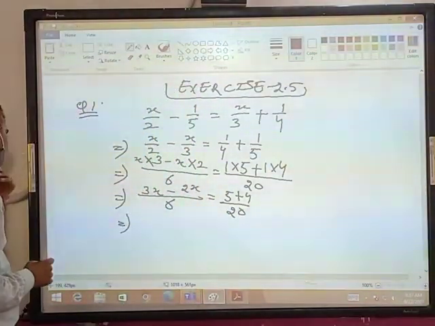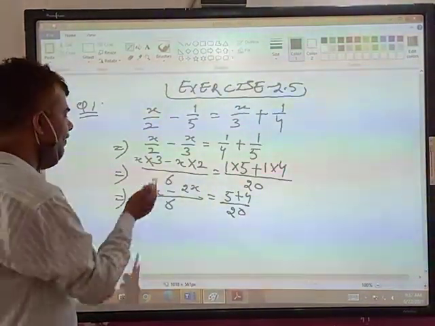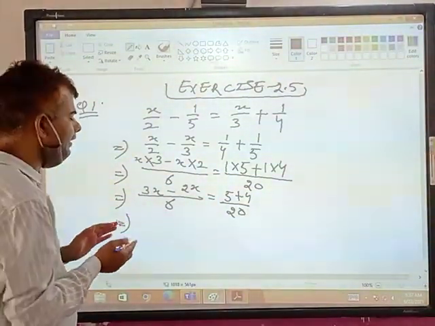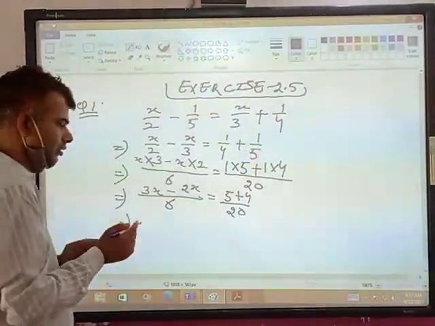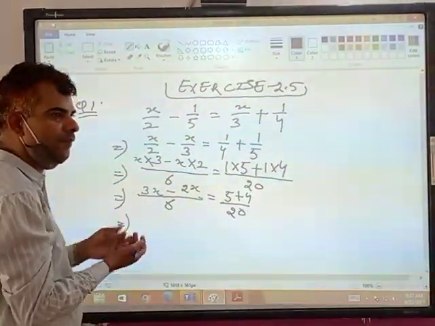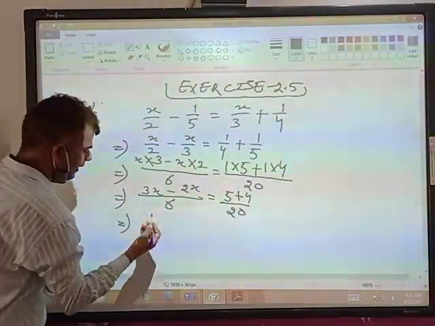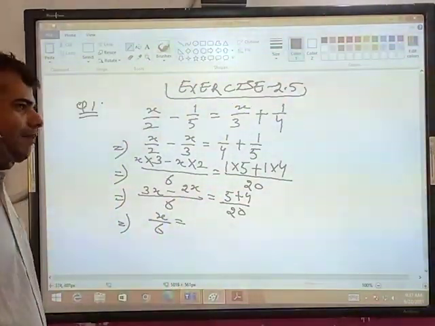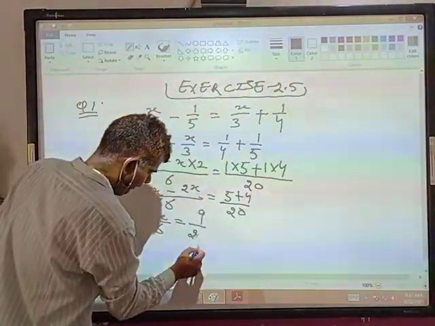Now students, 3x and 2x are like terms. Like terms means the variable is the same, that is x. Now we will subtract only the coefficients, 3 minus 2, that is 1x. 1x means only x, divided by 6. Students, 5 plus 4 is 9, so 9 by 20.